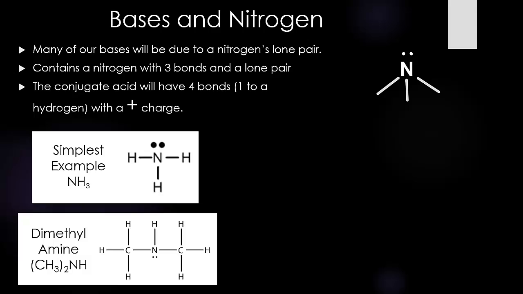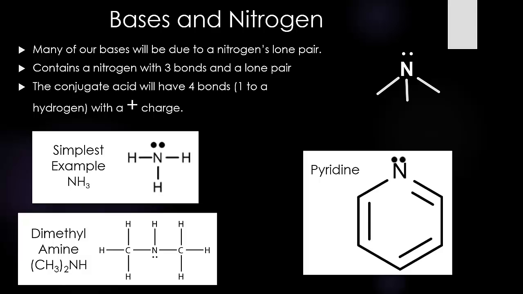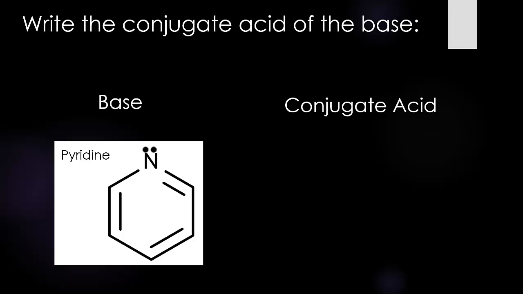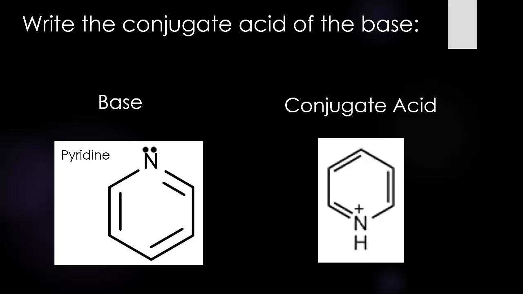For our last example, let's do one where we have a double bond to the nitrogen. This doesn't actually change any of the rules. There is still a lone pair on the nitrogen that is available for bonding with a hydrogen. Pause the video and decide on the conjugate acid before continuing. We add a hydrogen just like before, leaving us with the structure shown here, and again with a positive charge on the nitrogen.